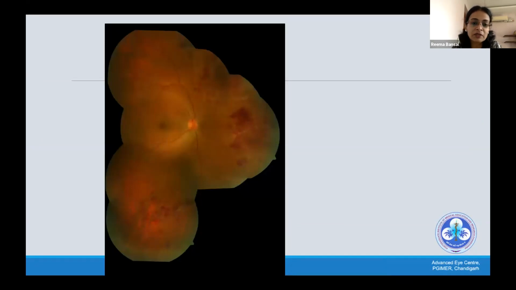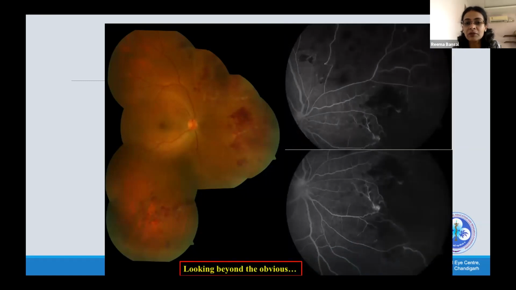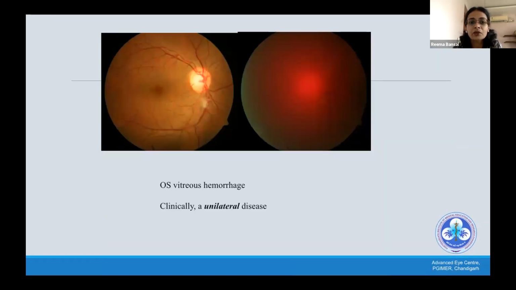So all that you need to investigate in terms of vasculitis, it could be TB, sarcoid, or syphilis, or any other entity. But what you see on fluorescein is that there is extensive capillary non-perfusion. So you have to treat that component also. So here we are dealing with an ischemic form of vasculitis, which needs additional treatment in the form of laser or anti-VEGF injections.